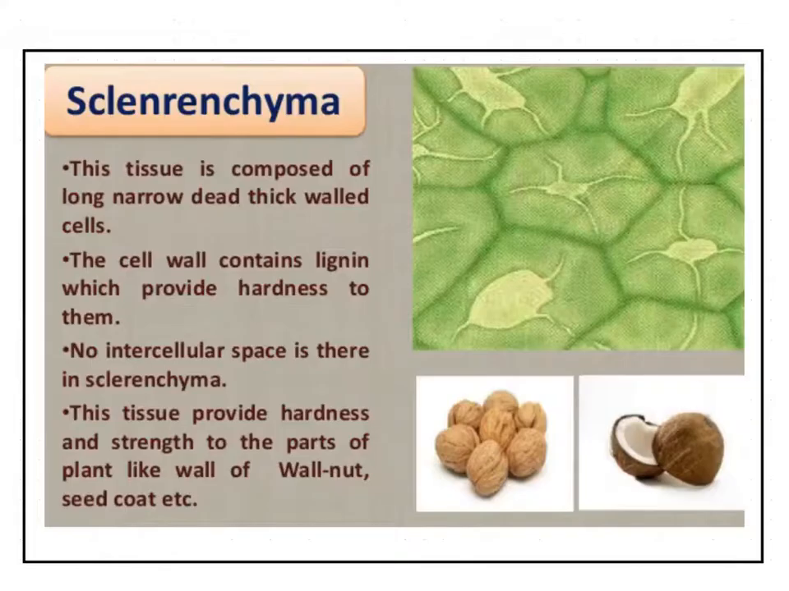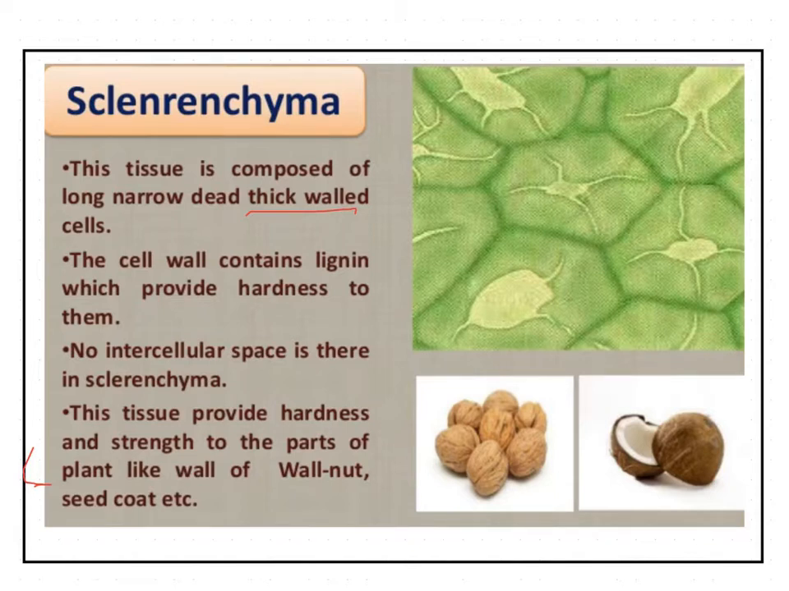Then is the third, which is called sclerenchyma. Sclerenchyma जो tissue है, it is made up of dead cells. This is the only tissue which is made up of dead cells. Parenchyma is made up of living cells. Collenchyma is made up of living cells. But sclerenchyma is made up of dead cells. Okay, and it has thick cell walls. इसकी जो cell walls होती हैं, they are very very thick. Okay, clear?